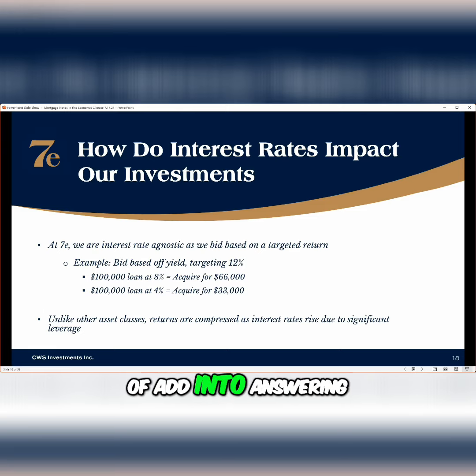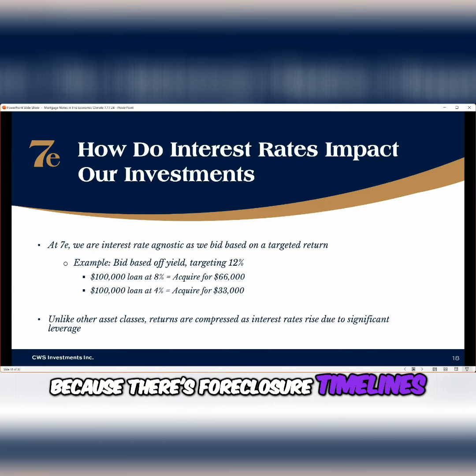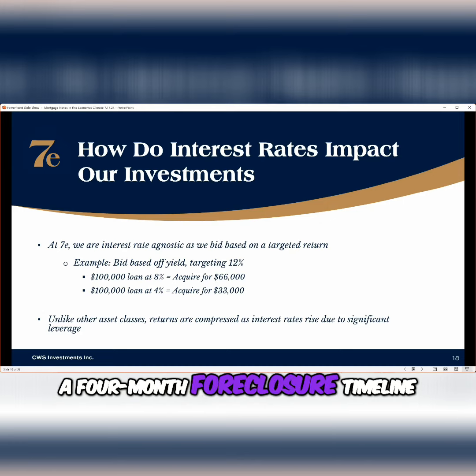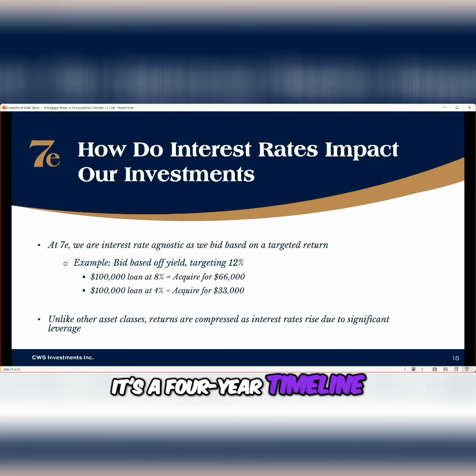Yeah, and this will kind of add into answering the question of how we determine our offer. There's the payment, the interest rate, and the state that it's in, because foreclosure timelines vary. If you had the same note in Georgia and one in New York, the note in Georgia might be 75 cents on the dollar. The one in New York would be like 30 cents on the dollar, because in Georgia, it's a 4-month foreclosure timeline. In New York, it's a 4-year timeline. So you have to think of time as playing a critical role in how we value our assets, along with other factors.